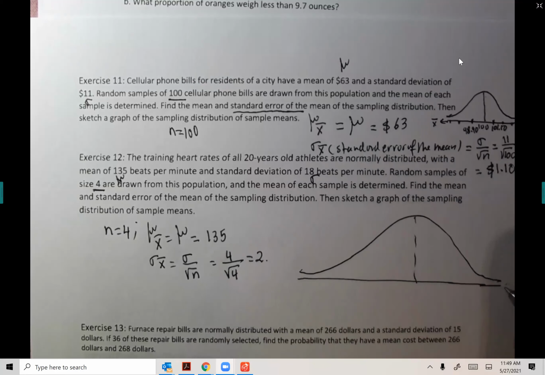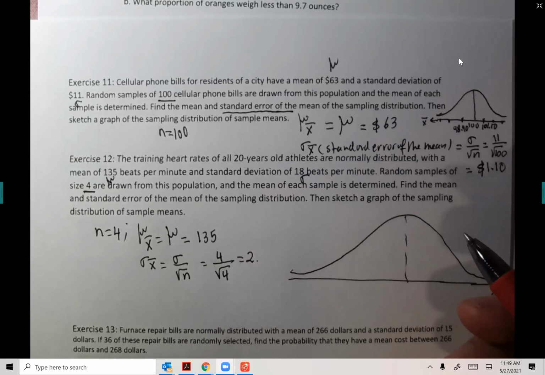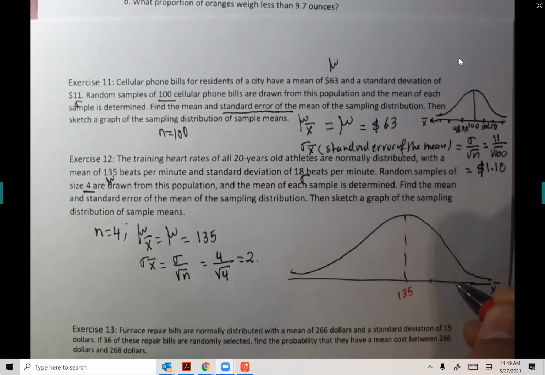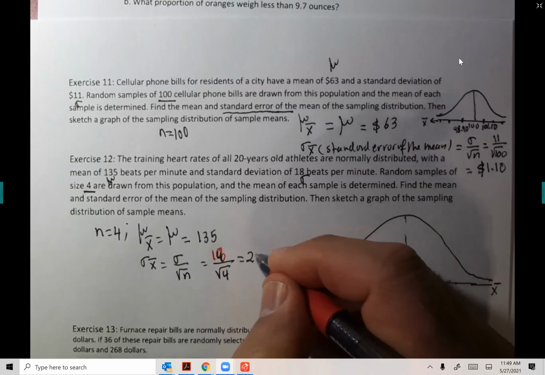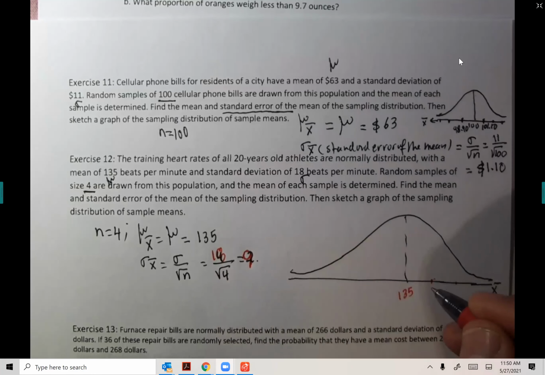Just put X bar here, guys, so you don't forget that it's not about X, it's about X bar. Want it to be 18 divided by 2? Because 135, 18 is our standard deviation, not 4. Oh, you're right. Absolutely correct. Thank you. Okay, so can you guys help me out here, please?